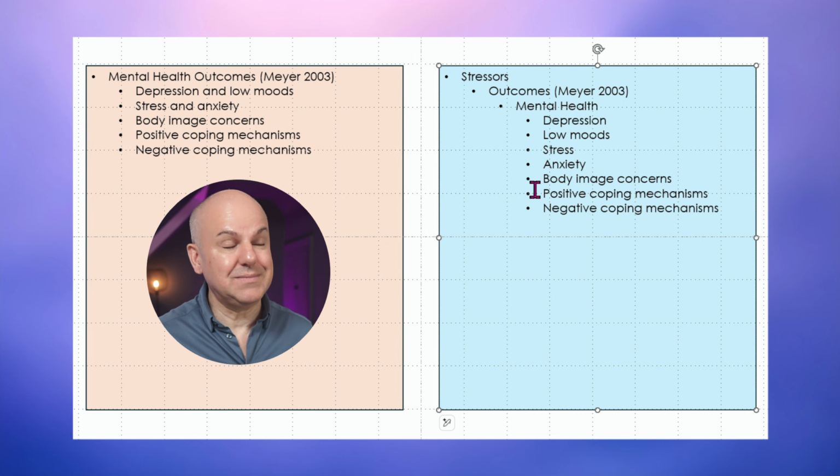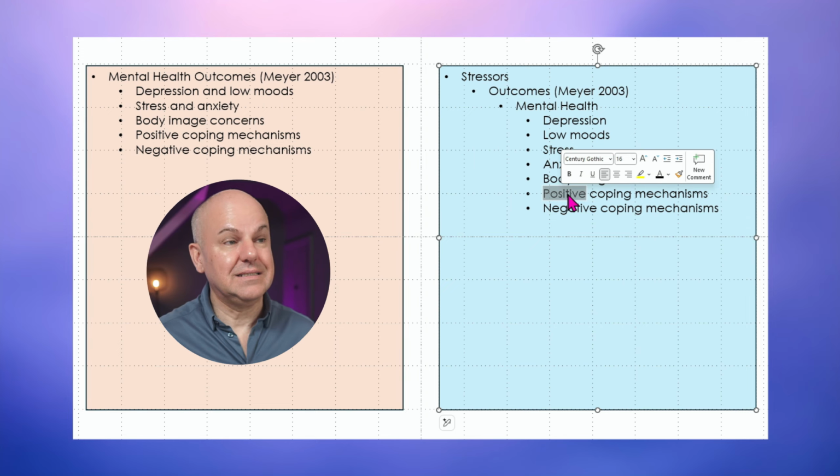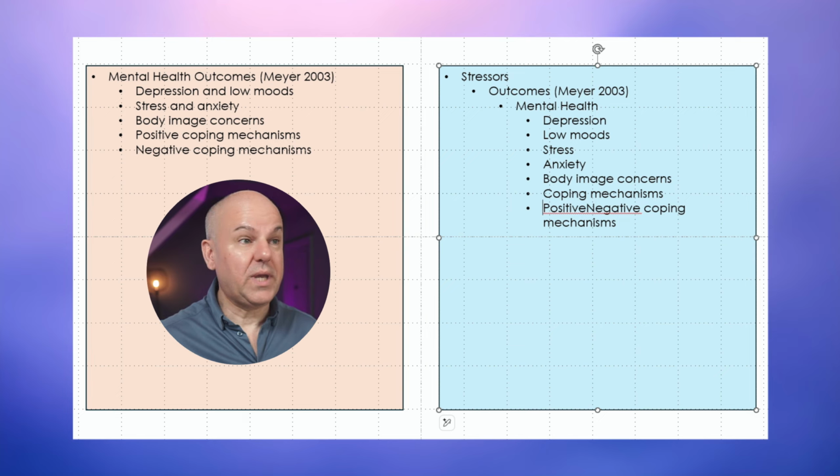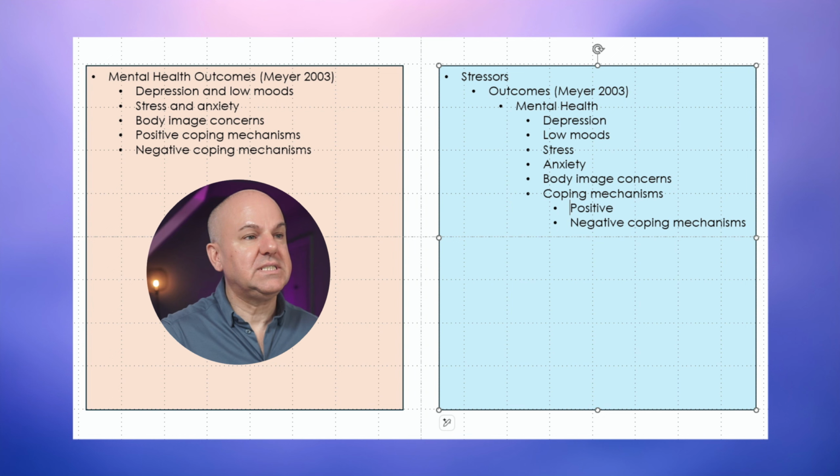If we look at the list, we see that 2 items refer to the same theme, and they are positive coping mechanisms and negative coping mechanisms. So what is the main theme here? It should be fairly straightforward because it's quite explicit. And the key theme here is coping mechanisms. And then what we have is 2 types of coping mechanisms, positive and negative. And we no longer need that text there.